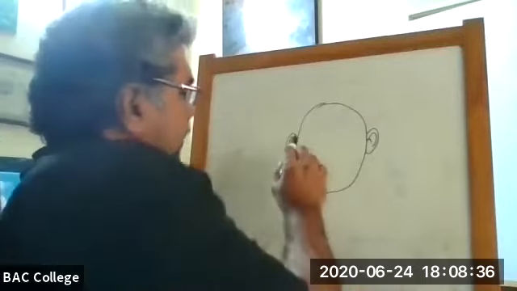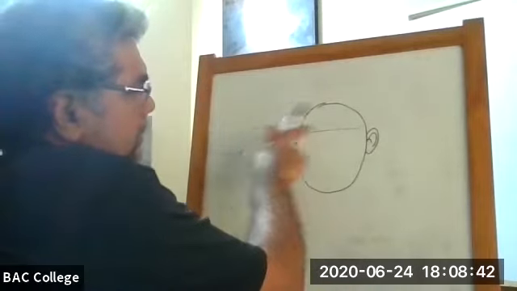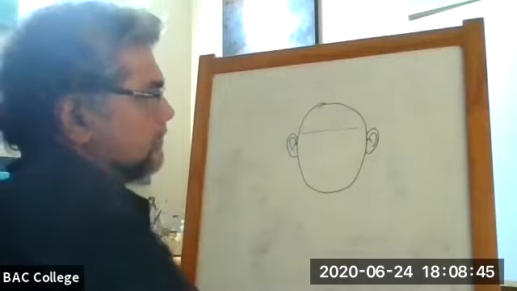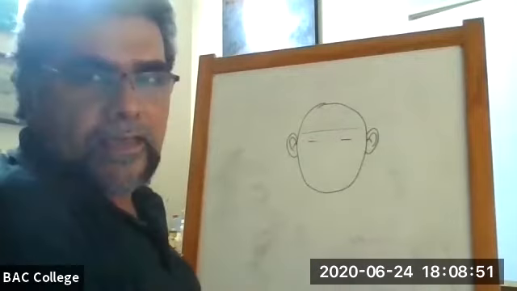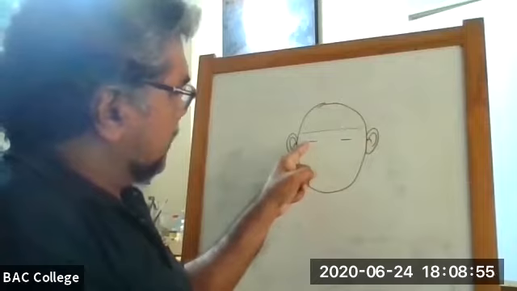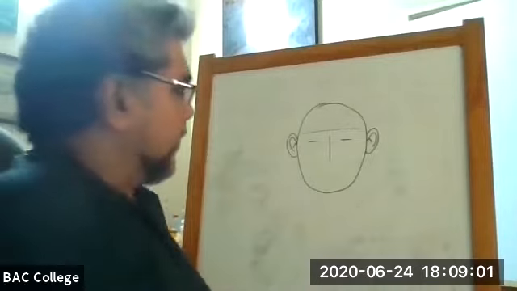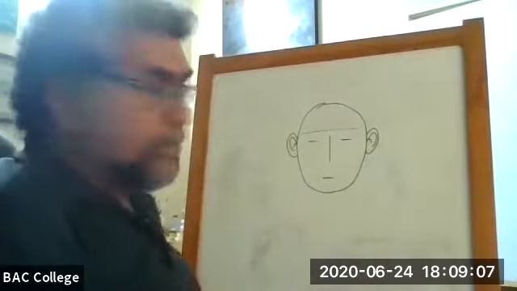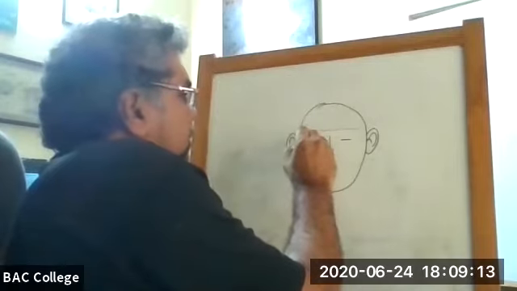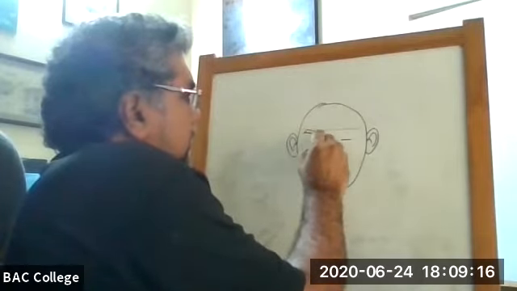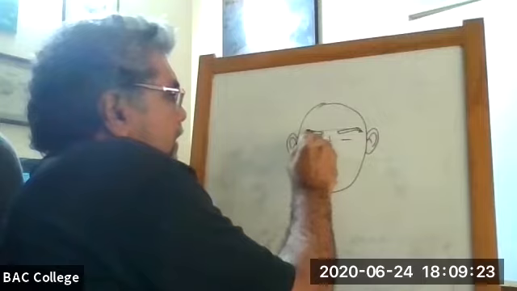Once you have done that, this is where the eyebrows are going to be, from the upper ear. This is where the eyes will be. The top will be the eyebrows, here will be the eyes, and of course the nose, and then the mouth. Now, the eyebrows say a lot about the person's expression. Normal eyebrows will be like this. And then you can color in.